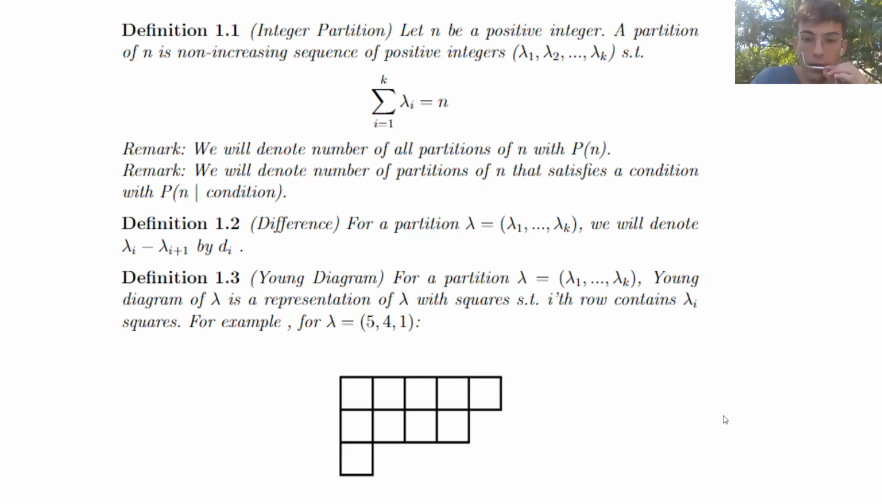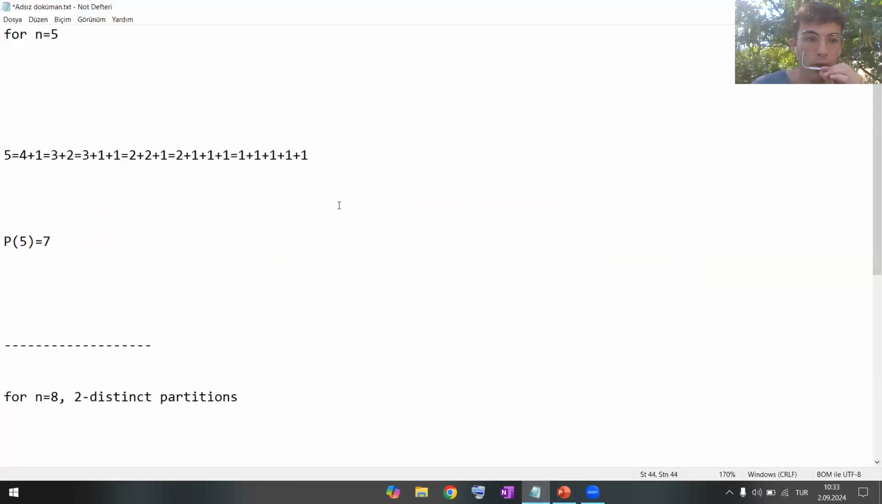For example, for n equals 5, what is the number of all partitions? We can write 5 as just 5, or 4 plus 1, or 3 plus 2, 3 plus 1 plus 1, 2 plus 2 plus 1, 2 plus 1 plus 1 plus 1, and just 1 plus 1 plus 1 plus 1 plus 1. Their number is 7, so p(5) is 7.